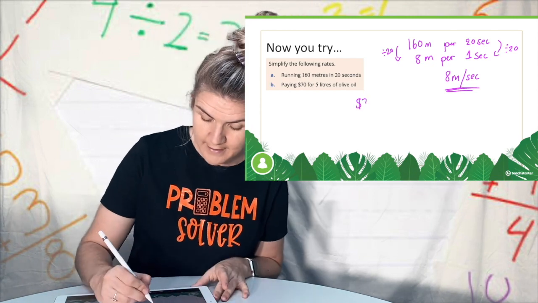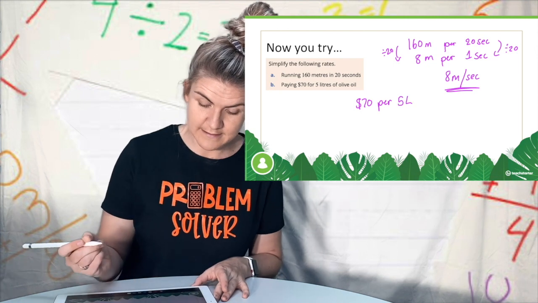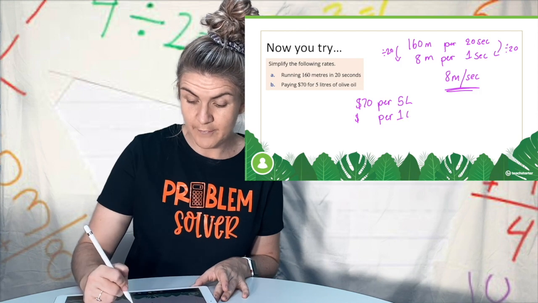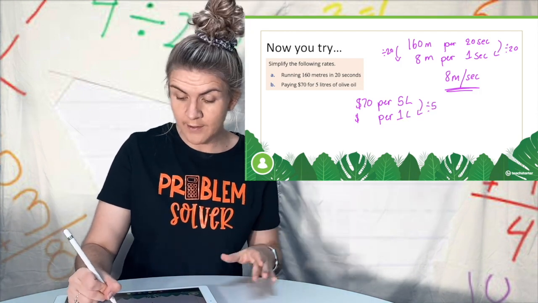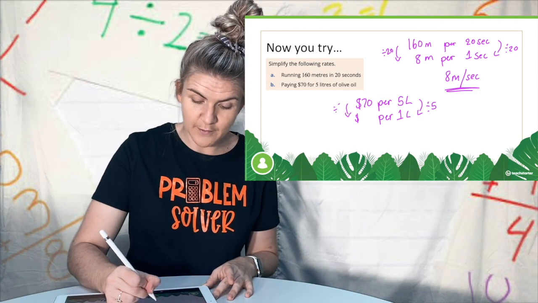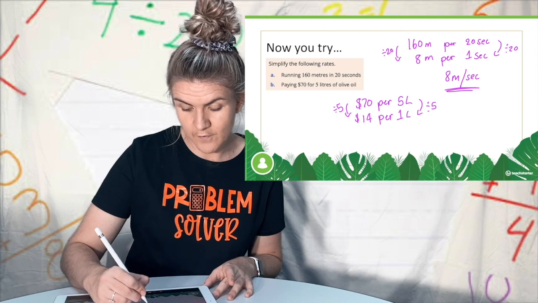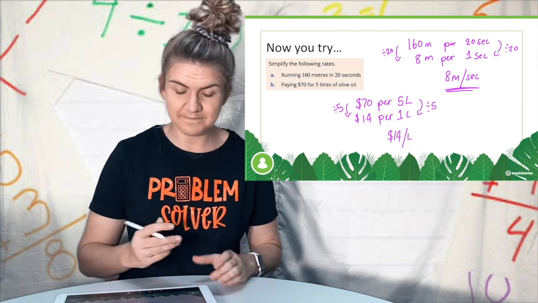All right, quickly, $70 per 5 liters. I want to know how many dollars per 1 liter. I say to myself, how do I get from 5 to 1? Divided by 5. I have to do it on both sides. And 70 divided by 5 is of course 14. So I've got $14 per liter.